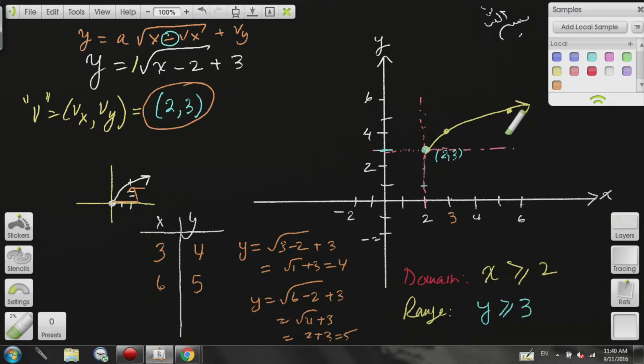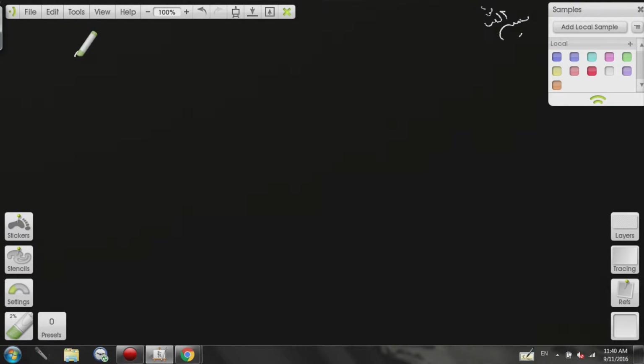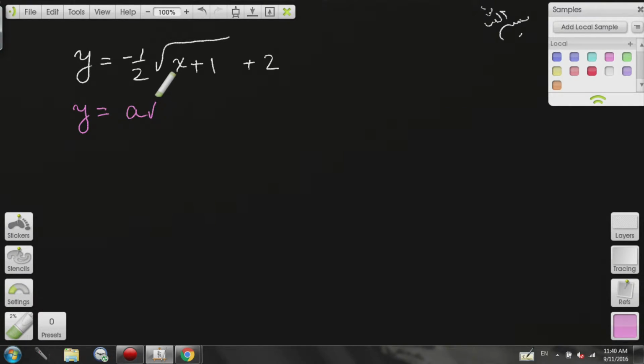Okay. So let me do just one example. y equals -1/2 square root of x plus 1, plus 2. I'll make it kind of like that. Whew, that looks tough, kind of, huh? Well, no, let's use progressive logic, right? So watch. This is the general equation: a times square root of x minus vx, plus vy. So that's the general equation. Let's do it. I mean, everything is tough until you try it and just see what happens.